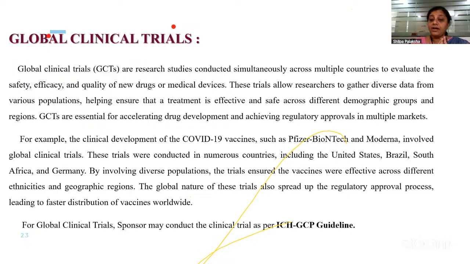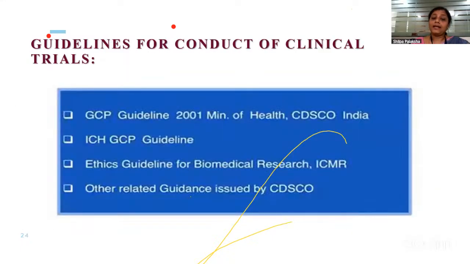So this will give a common platform or common way of projecting the data, which further helps in processing, analyzing, and giving the decision. So there are different guidelines which help us understand the conduct of a clinical trial. For example, the GCP guidelines, which were published in 2001 by the Ministry of Health, CDSCO, India.